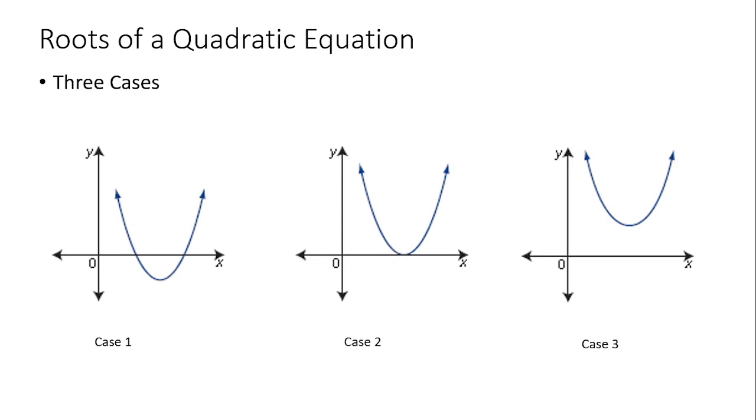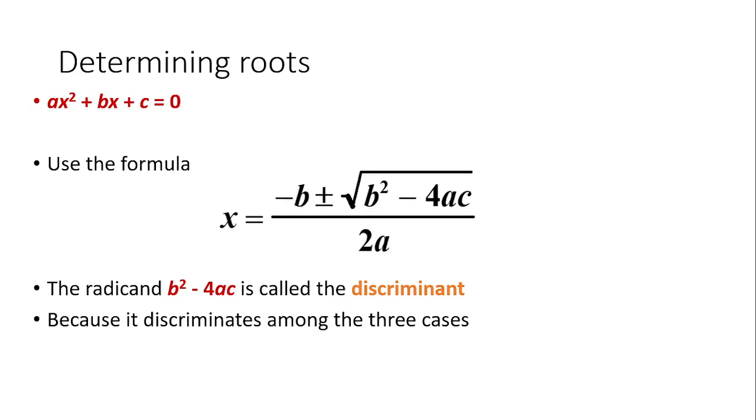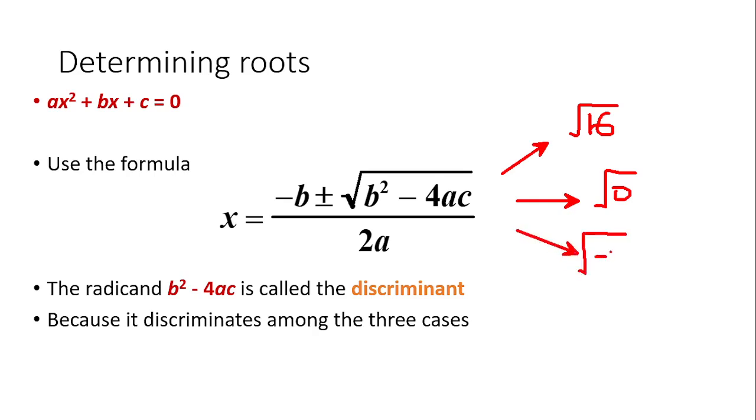So based on the value of b squared minus 4ac, there are three possibilities. One is that it is a positive number, like the root of 16. The other one is that it is 0. The next one is that it could be negative, like minus 14, minus 17, or any such value. So if it is positive, the curve will touch the x-axis at two places.